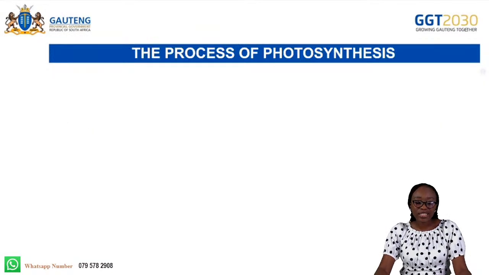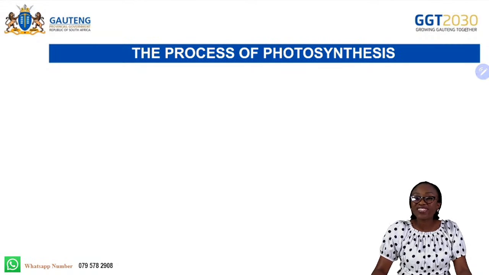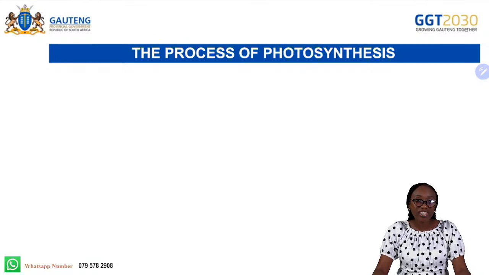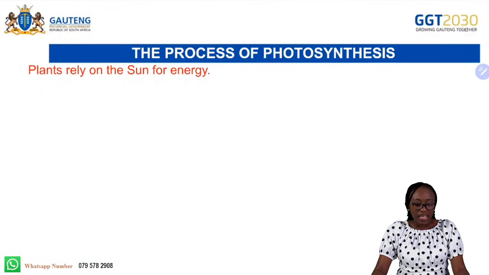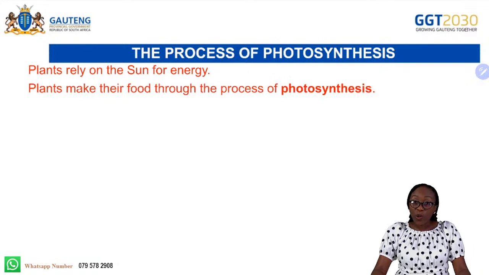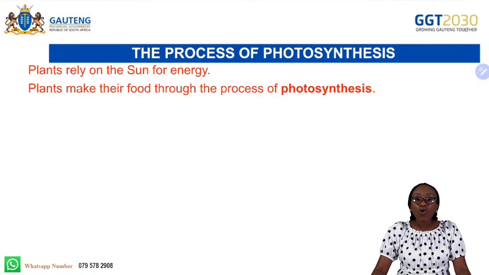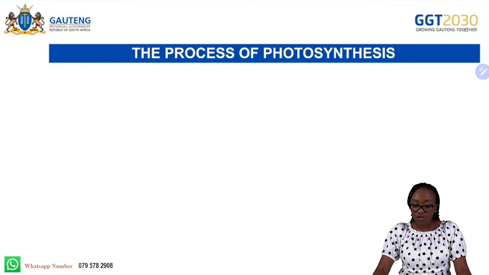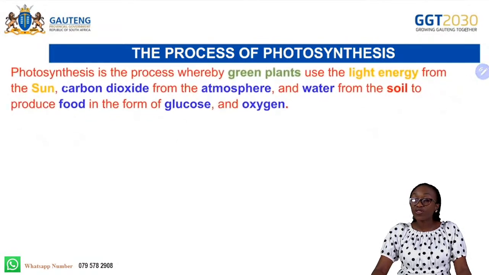Welcome back. Now let's move on to the process of photosynthesis. Okay, so we are going to learn about the process. So we know now that plants rely on the sun for energy. The sun is the main source of energy. And we know that plants make their food through the process of photosynthesis. But now let's move on to the details of the process of photosynthesis.